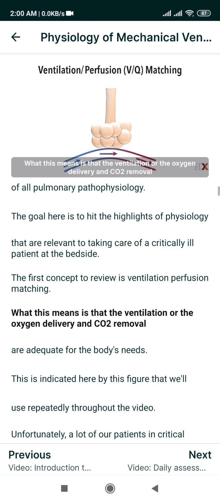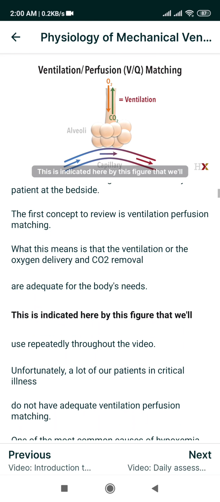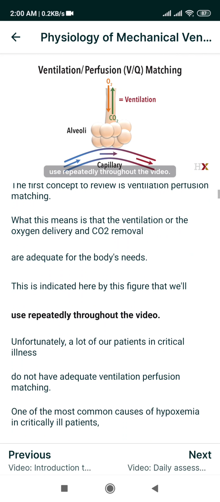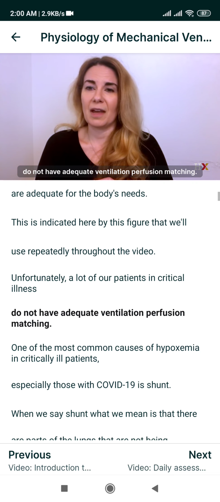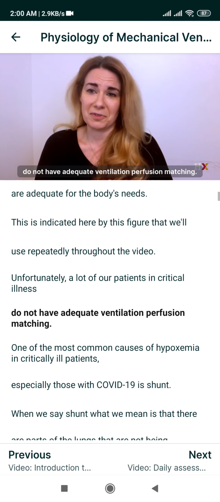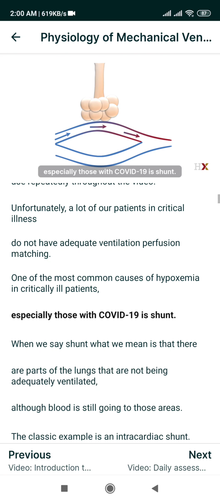What this means is that the ventilation, or the oxygen delivery and CO2 removal, are adequate for the body's needs. This is indicated here by this figure that we'll use repeatedly throughout the video. Unfortunately, a lot of our patients in critical illness do not have adequate ventilation perfusion matching. One of the most common causes of hypoxemia in critically ill patients, especially those with COVID-19, is shunt.